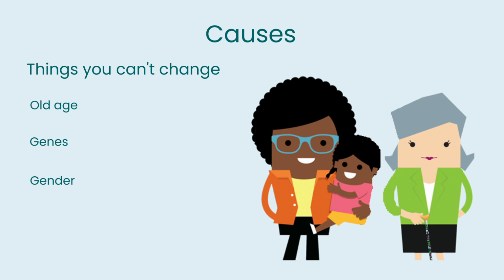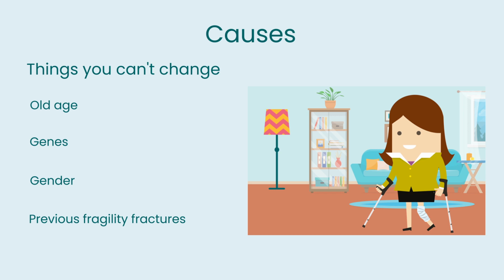There's something around gender, because women start off with smaller bones. They lose bone more rapidly around the time of the menopause when their estrogen levels drop, and they do live longer. So as the process goes on, they're more likely to end up with fractures. A very important risk factor for future fracture is having had one already.